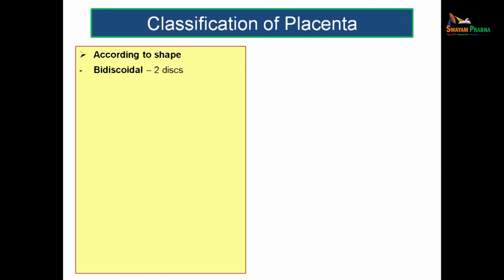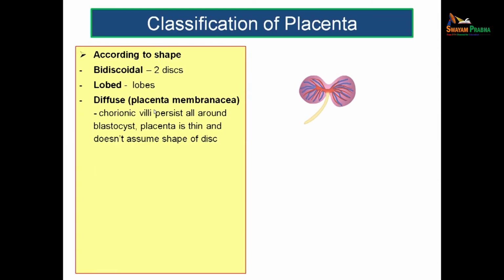The first classification is according to the shape. Usually placenta is a disc, looks like a disc. Sometimes it will look like two discs. In that condition, you call it bidiscoidal, and sometimes it also looks as if lobed with different lobes in it. So, it is also classified as lobed placenta.